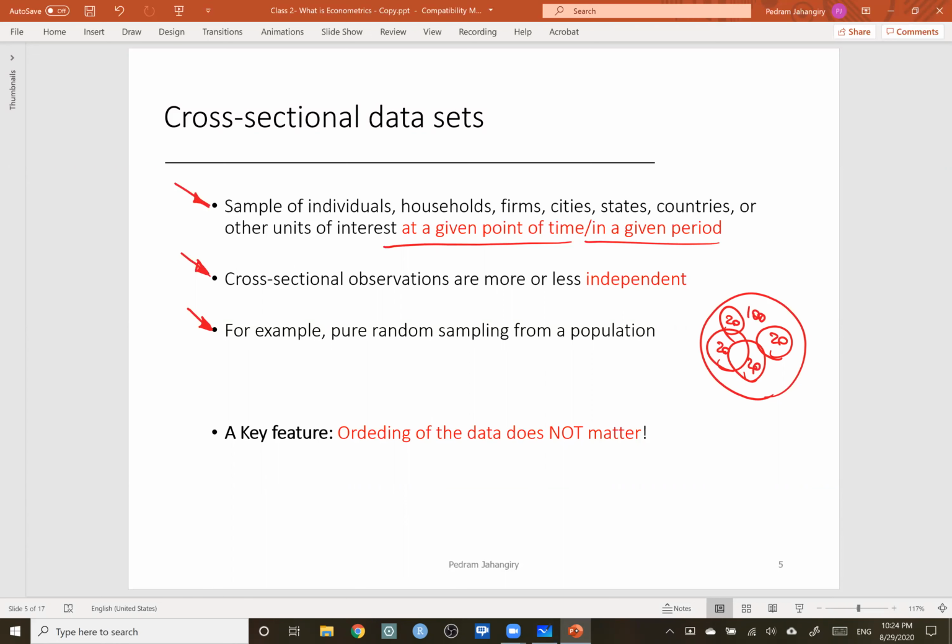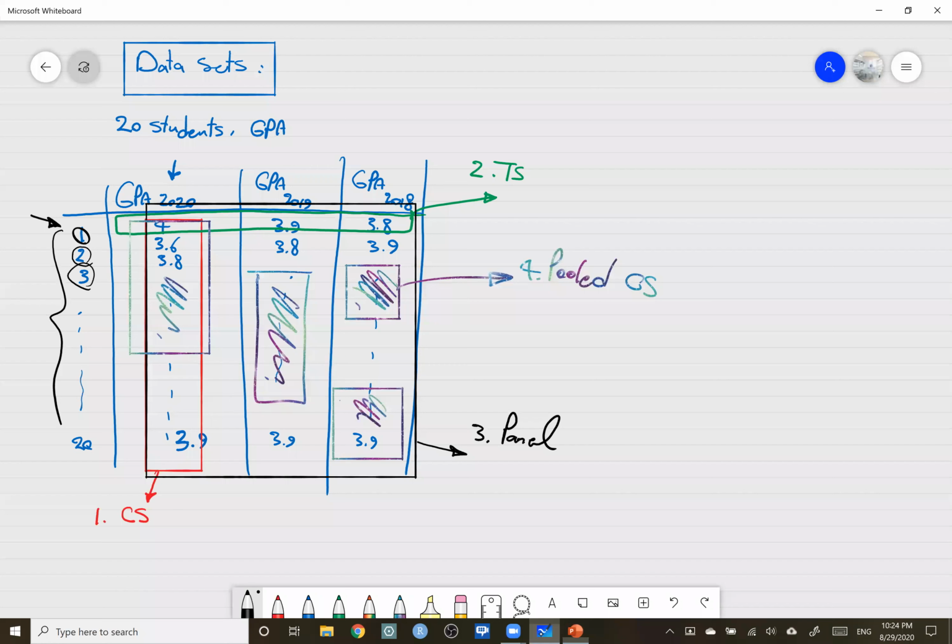A key feature, I want you to remember this one: ordering of the data does not matter. This is really, really important. Go back to our example. Do you think it matters if I report the cross-sectional data like this, or report it as the GPA for the third student, then the 10th student, then the 20th student, then the first student? It really doesn't matter how I stack up this column, going from 1 to 20 or doing something like this. So ordering doesn't matter. This is a key property of cross-sectional data.